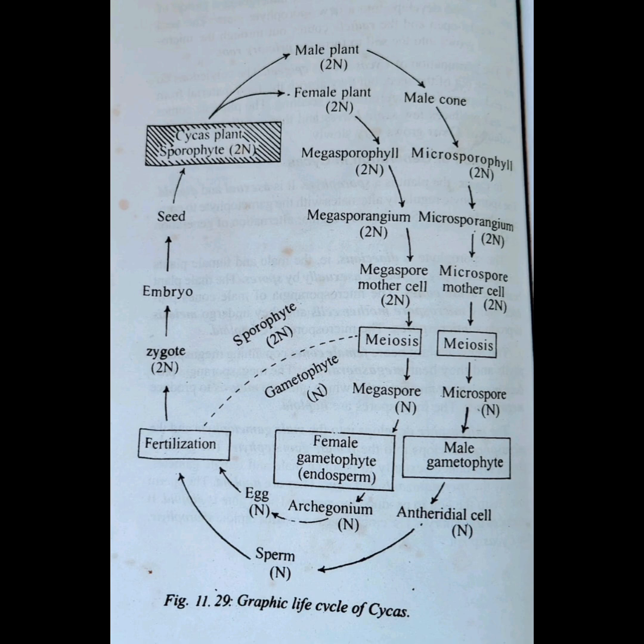Similarly, the female plant produces megasporophylls. The megasporophylls have megasporangia. The megasporangia produce megaspore mother cells, which undergo meiosis to form megaspores, and the megaspores are haploid. Now, the microspore will develop into the male gametophyte, and the megaspore will develop into the female gametophyte. The gametophytes reproduce sexually to produce male and female gametes termed spermatozoids and eggs. They are haploid. The sperm fuses with the egg to produce the zygote. The zygote is diploid. It produces the embryo, and the embryo will grow into the diploid sporophyte. So this is the life cycle of Cycas.